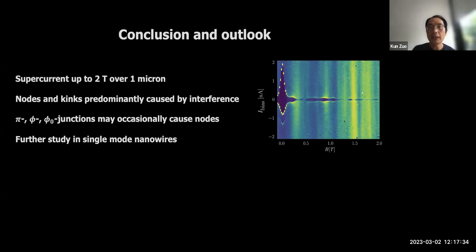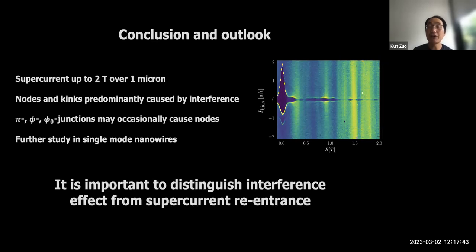Another thing, the take-home message of this talk, of this understanding with 1D nanowire supercurrent interference, is that it is very important to distinguish the interference effect from the supercurrent reentrance. Indeed, sometimes we do measure the so-called typical 0 to pi junction transition pattern, but eventually we figured out it's more caused by the interference effect, by measuring more devices and exploring more gate and B-field space.